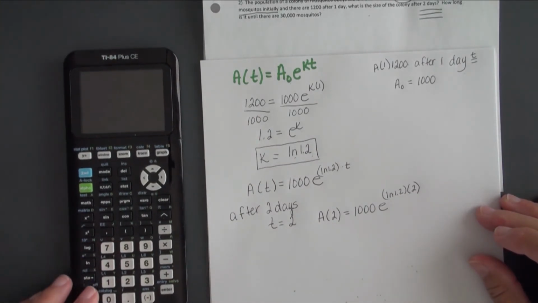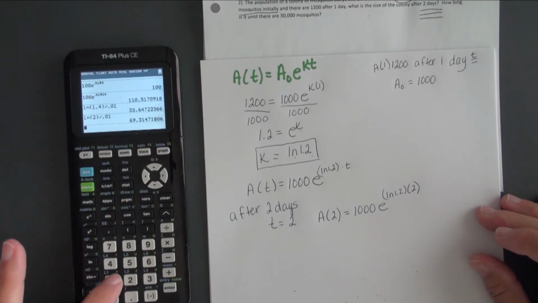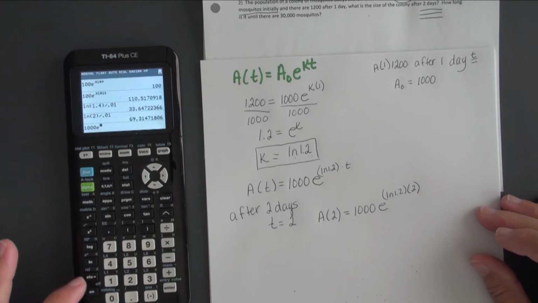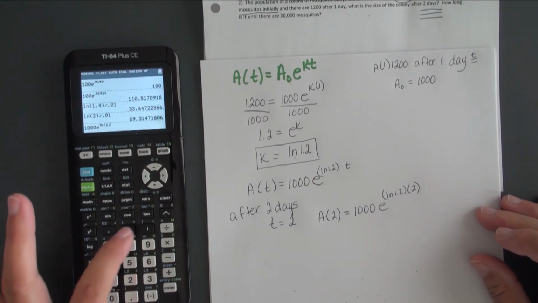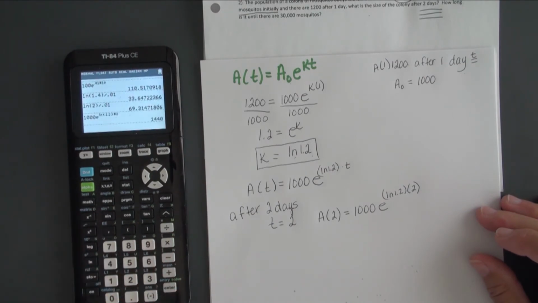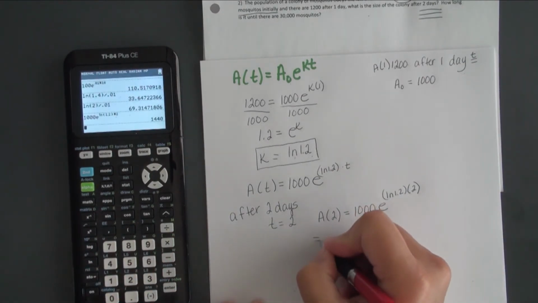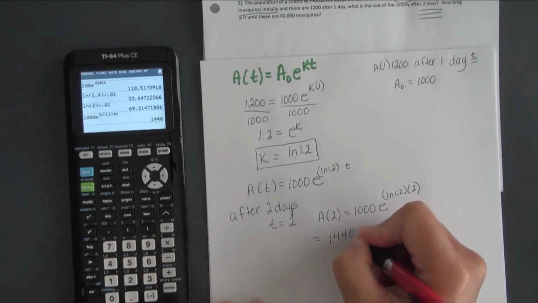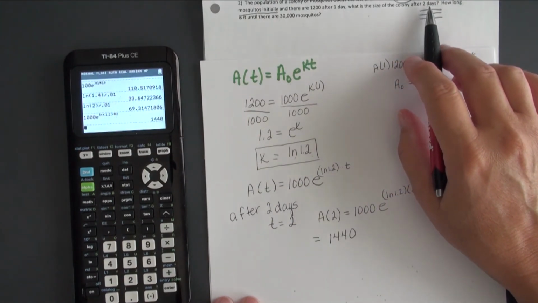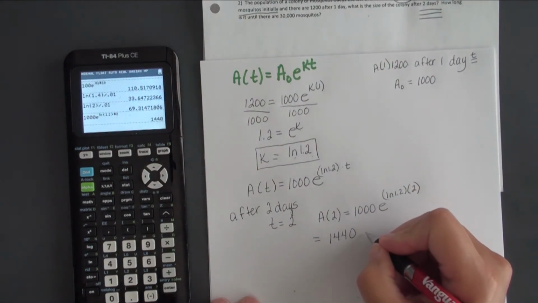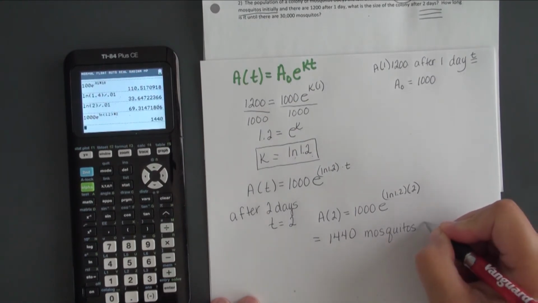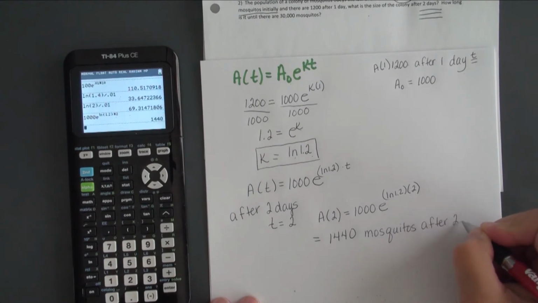Now let's go into our calculator and see what that equals. 1,000 times e to the natural log of 1.2 times 2. And I get exactly 1,440. So that answers my question, what's the size of the colony after 2 days? So 1,440 mosquitoes after 2 days.